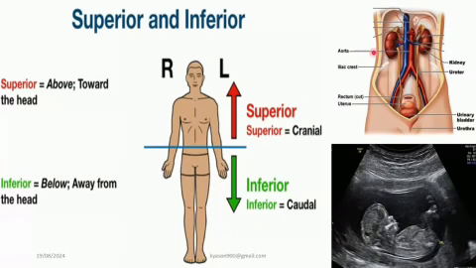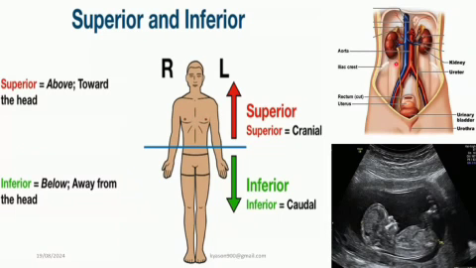For example, let's use an example of the eyes, and let's say the nipples. These are nipples. If you compare the relationship between these two, the eyes are more superior. They are already in the head region. They are towards the head. These are below, so they are inferior.